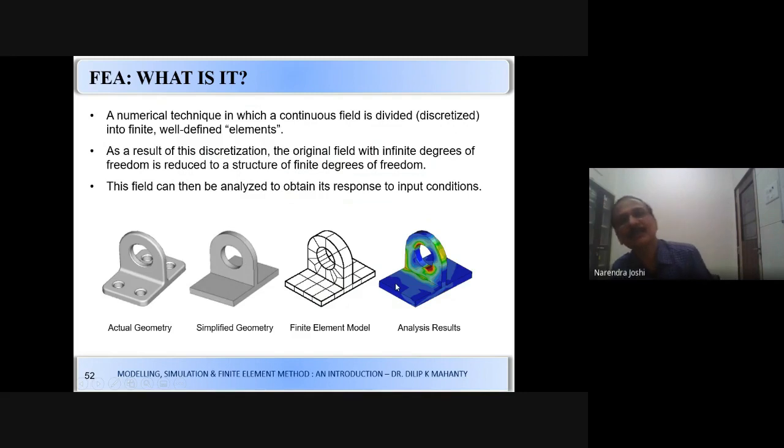It's a numerical technique in which a continuous field is divided, or discretized. The right word is discretization; in normal language we call it division. Into elements, which are well defined, in the sense that their boundaries are well defined and their behaviors are well defined. Though they look like simple triangles, quadrilaterals, cubes or cuboids. As the result of this discretization, the original field would involve infinite degrees of freedom. If you look at how many points there are in the whole field, it has been converted into these points connecting each element. And then I can analyze this finite number of points, going from an infinite number to a finite one. That's why it is called a finite element model.